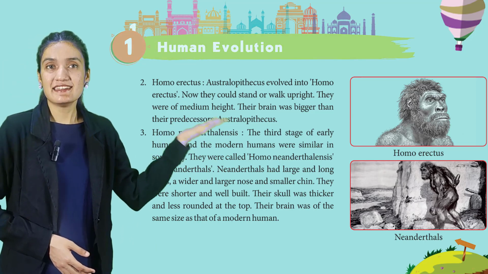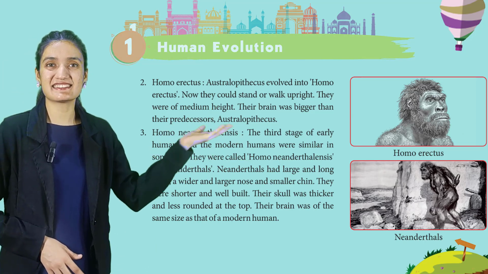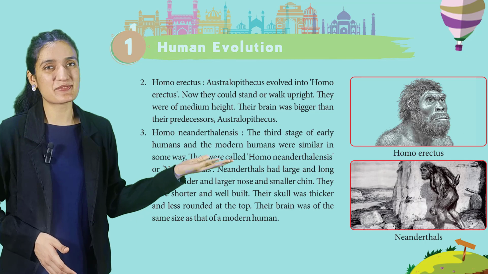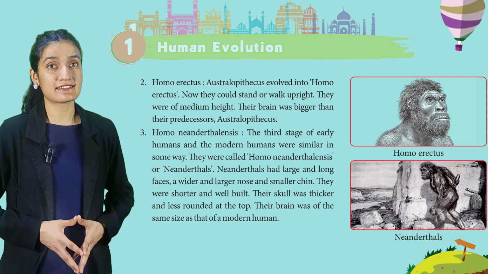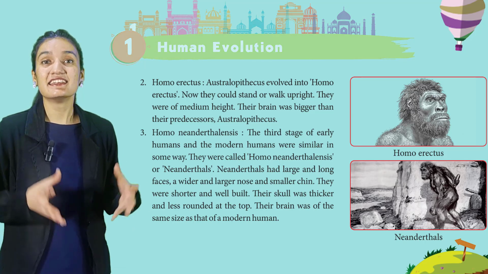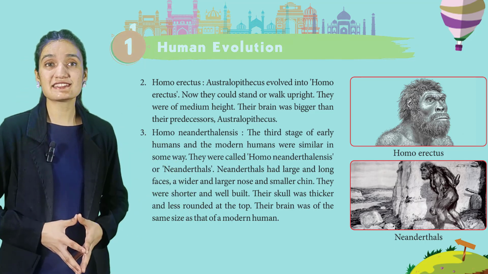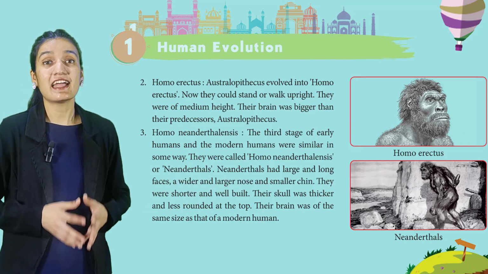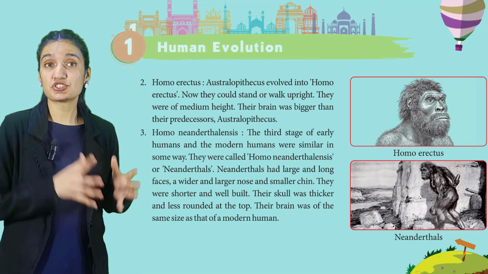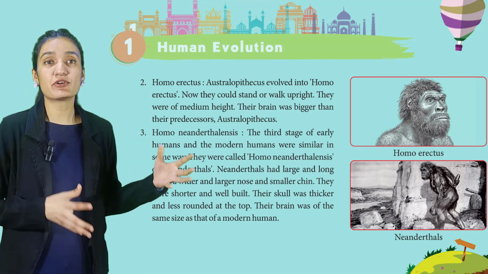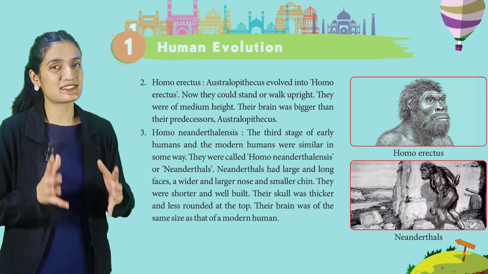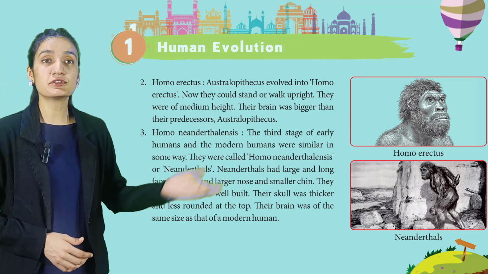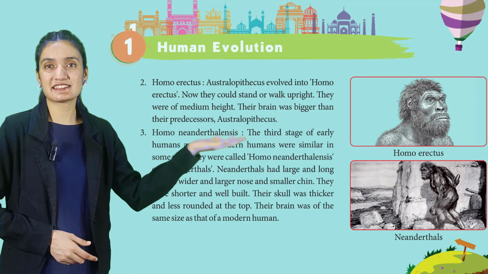Now third, Homo neanderthalensis. The third stage of early humans and the modern humans were similar in some way. They were called Homo neanderthalensis or Neanderthals. Neanderthals had large and long faces, a wider and larger nose, and smaller chin. They were shorter and well built. Their skull was thicker and less rounded at the top. Their brain was of the same size as of the modern human. You can see the picture of Neanderthals.